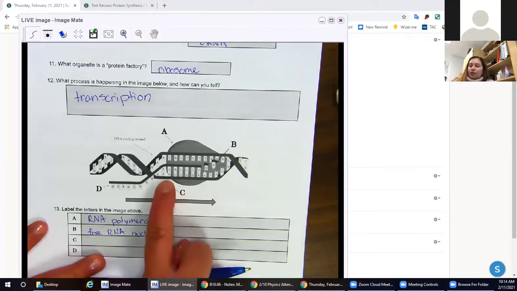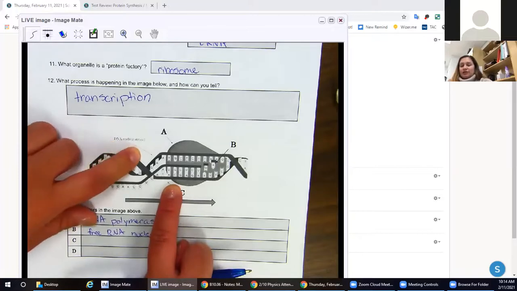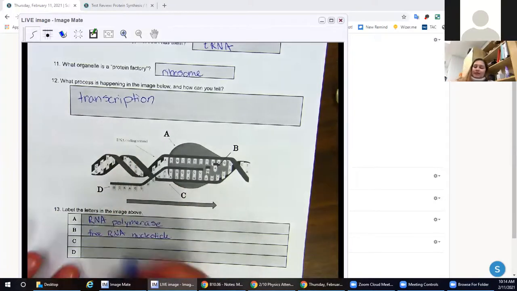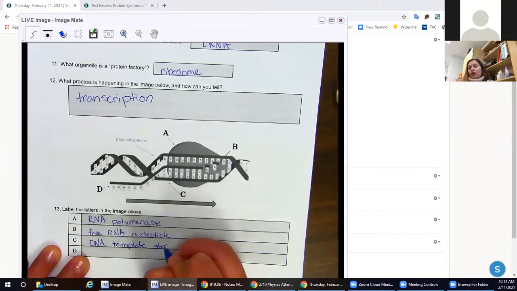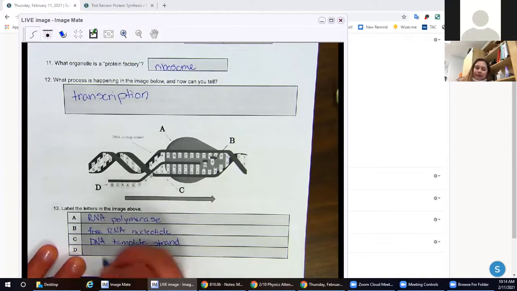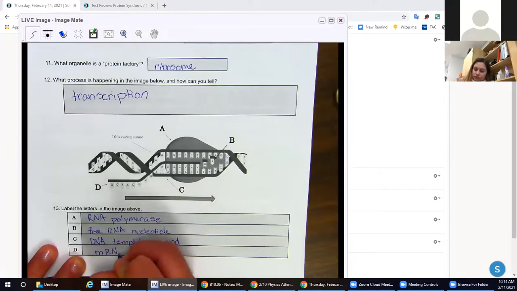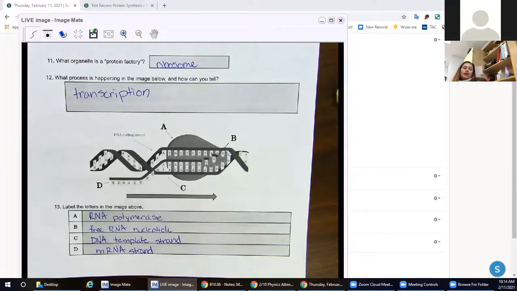You have C pointing to this bottom strand, which this one is the DNA coding strand. So C is going to be the DNA template strand. And that's because it's being the template for what we're copying. And finally, D is pointing to mRNA. All right, any questions on 8 through 13? Any? All right, let's keep going.